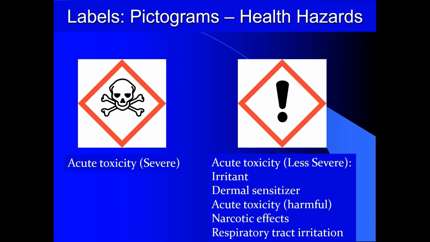Label pictograms, health hazards. So we have one for acute toxicity, severe. This is the label here. We have one for acute toxicity, less severe, an irritant, dermal sensitizer, acute toxicity, harmful, narcotic effects, and respiratory tract irritation. That's the symbol for all of those, this right here.